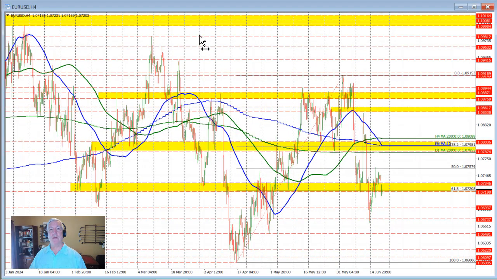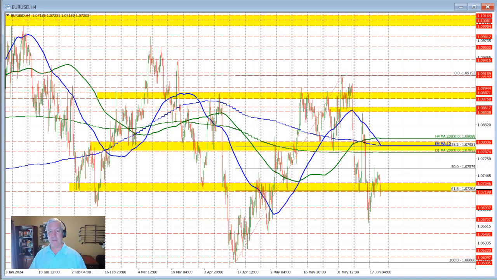Well, if I go to the 4-hour chart, we can see things much more clearly. And the 61.8% retracement represents this move to the upside here from the April low to the June high. That level comes in at 1.07208. And this yellow area is defined by a number of different swing lows and highs going back in time to this area right through here and here and here and here and here.